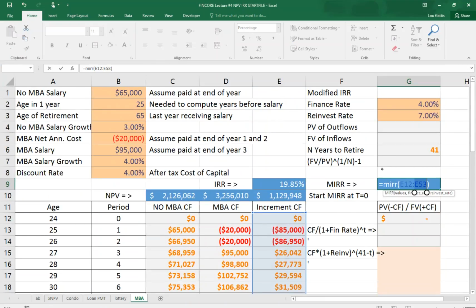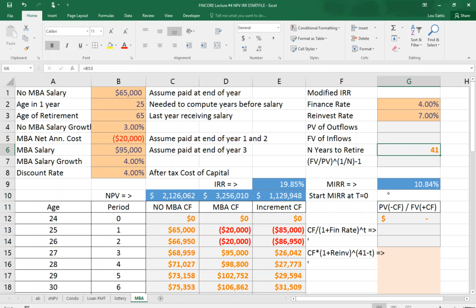Now the MIRR has a couple more parameters: the finance rate, that's the rate at which I can borrow money, and the reinvestment rate, that's the rate at which I'm going to reinvest all the positive cash flows. So I got a MIRR of 10.84%. Let me show you just how they calculated that. You don't really need to know this, but it feels good that you kind of know where it came from.